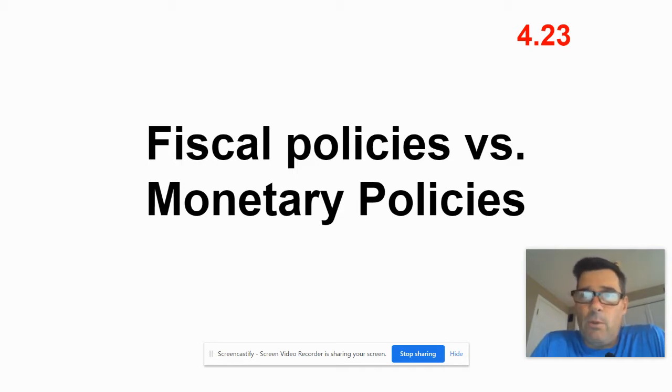So 4.23, we're looking at fiscal policies versus monetary policies. Again, this is pretty technical material, but when you understand it, it really helps you understand how the political parties and ideology plays into managing our economy. So it's pretty cool in that sense.